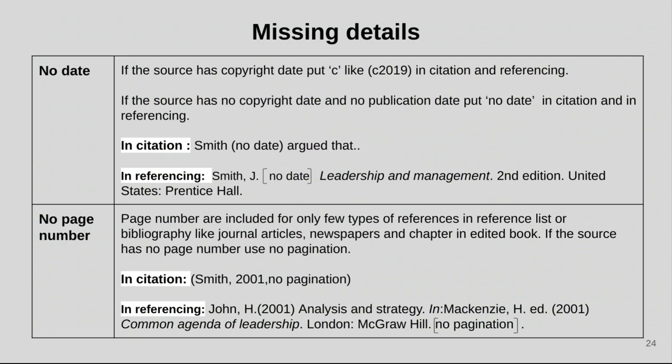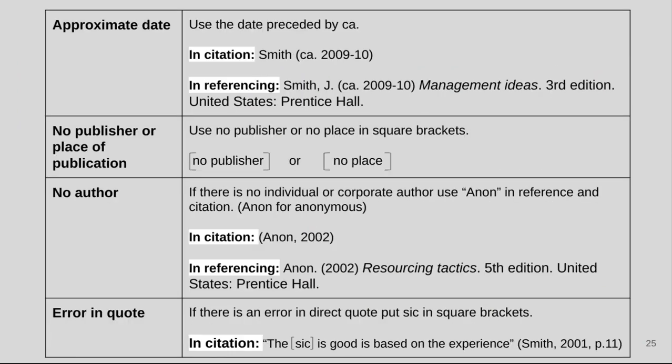Page numbers are included for only a few types of references in a reference list or bibliography, like journal articles, newspapers, and chapters in edited books. If the source has no page number, use 'no pagination'. For an approximate date, use the date preceded by ca. If there is no publisher or place of publication, use 'no publisher' or 'no place' in square brackets. For no author, if there is no individual or corporate author, use 'anon' in reference and citation. Anon for anonymous. If there is an error in a quote and you want to draw attention towards it, use 'sic' in square brackets.